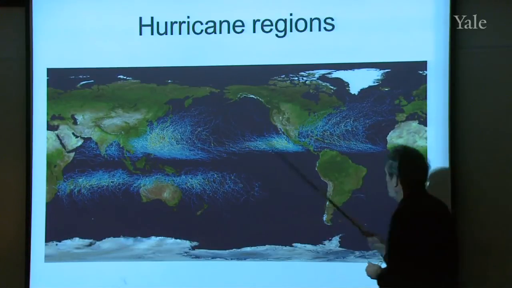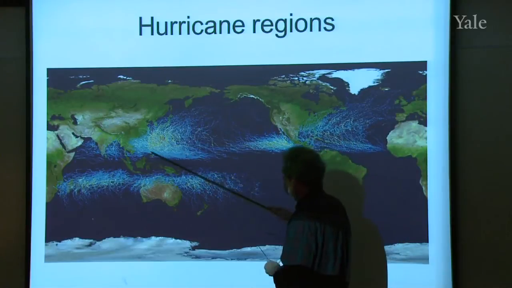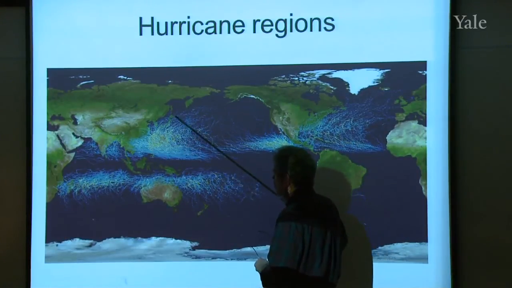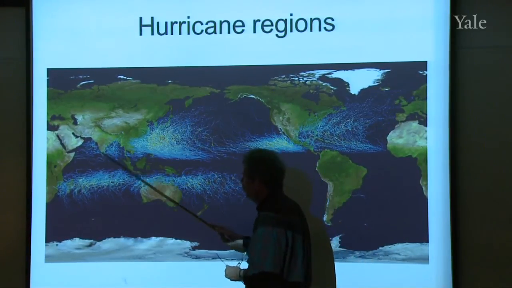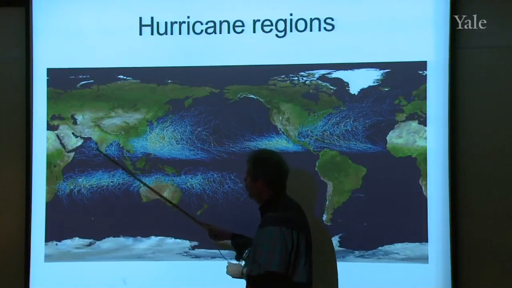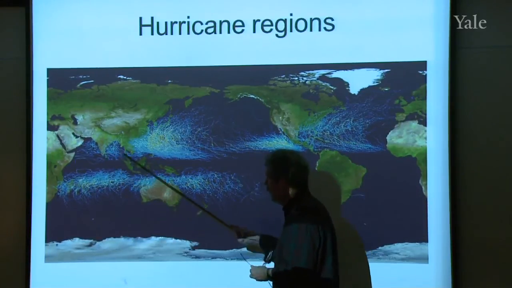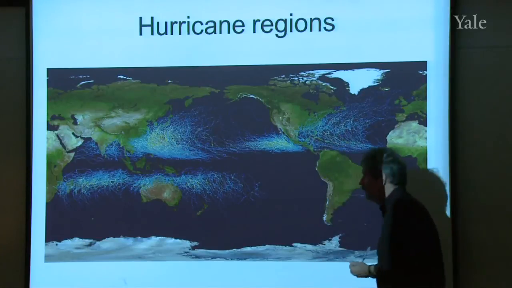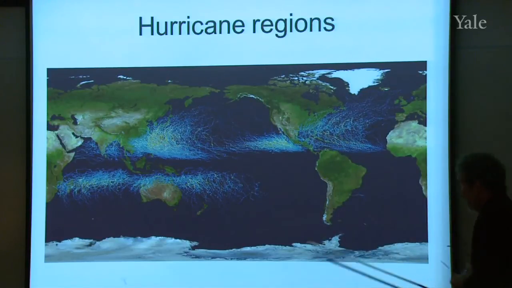And they've got the same kind of pattern as in the Atlantic. They go westward, but they also arc northwards. In the Indian Ocean, you get some. In the Arabian Sea, in the Bay of Bengal, not many, but you do get some, and they can be quite damaging. In the Southern Hemisphere, look at this.